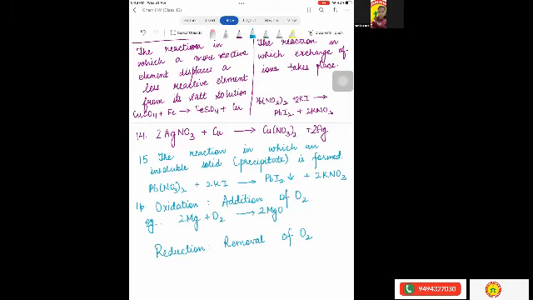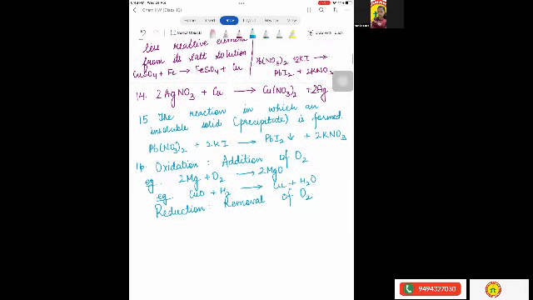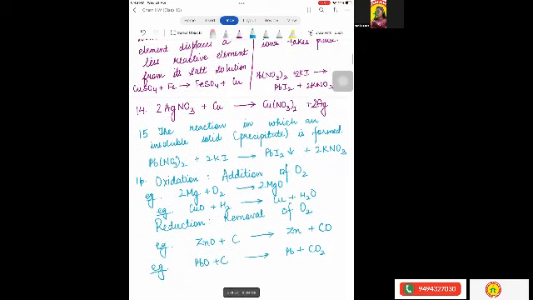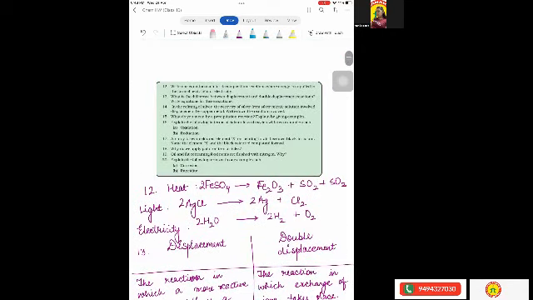The example for oxidation is Mg plus O2 gives MgO. Apart from that, you may consider the example of CuO plus H2. It leads to the formation of Cu plus H2O. Same for the reduction, you can write the same example, or you may take another example, ZnO plus C. This gives us Zn plus CO. Or the second example, you can consider PbO plus C. This gives us Pb plus CO. Okay, children? Any doubts still here? No? Okay. Let's move to the next question, 17th one.